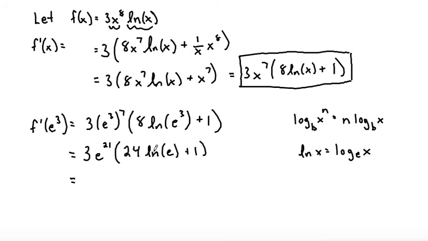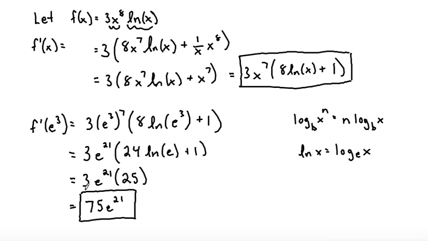Also, if we have a log with the same base as what's on the inside, this will go to 1. So the natural log of e just cancels out to 1, and it gives us 3e to the power of 21 times 24 times 1, which is just 24, plus 1 more is 25. So then we can just bring that 25 to the front to make it 75e to the power of 21. And I think that is pretty well simplified, other than just putting it into a decimal, something to that effect.